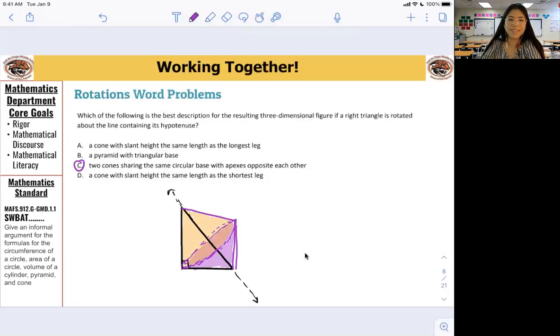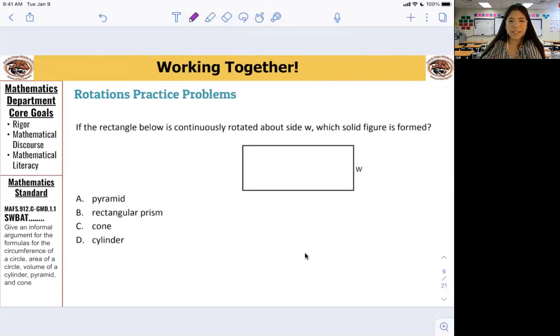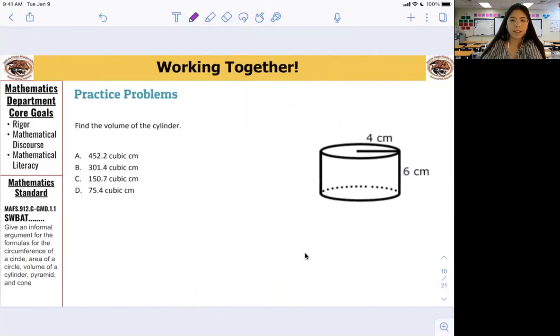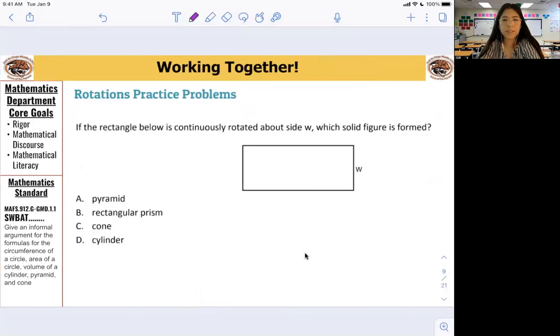Okay, all right. I think this is it for rotations. So go ahead and do this last one. Send me your answer in the chat again. If the rectangle is continuously rotated about side W, what do you end up getting?